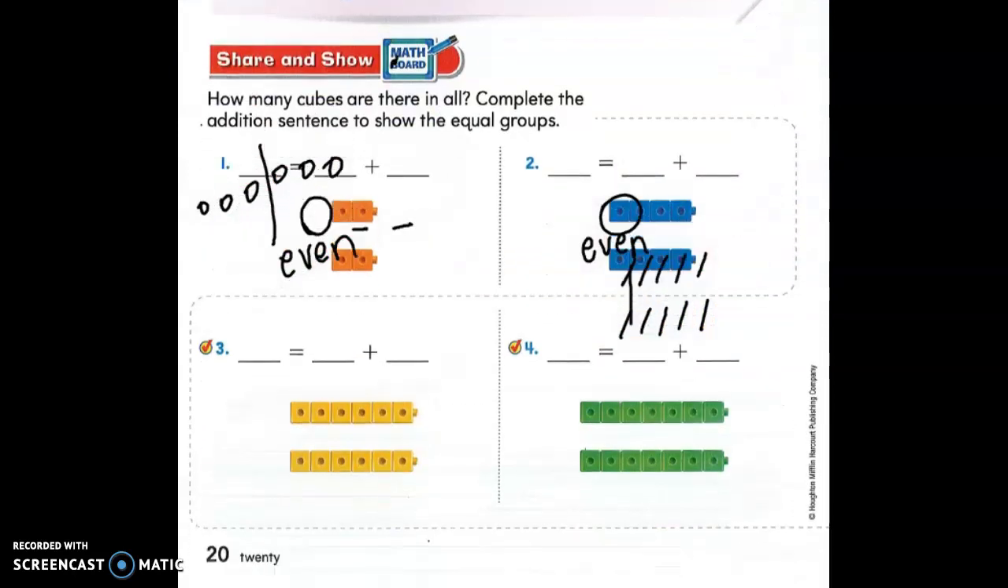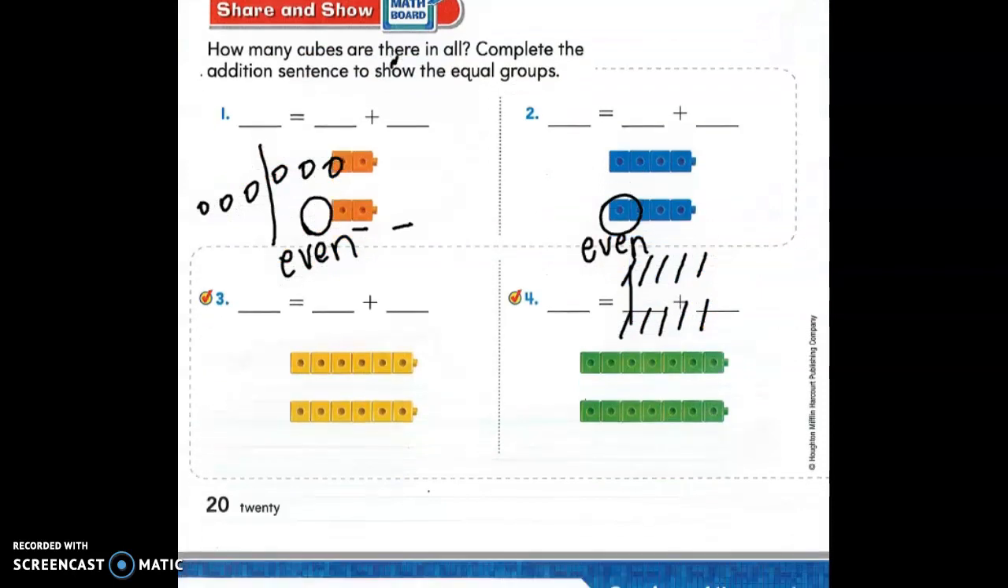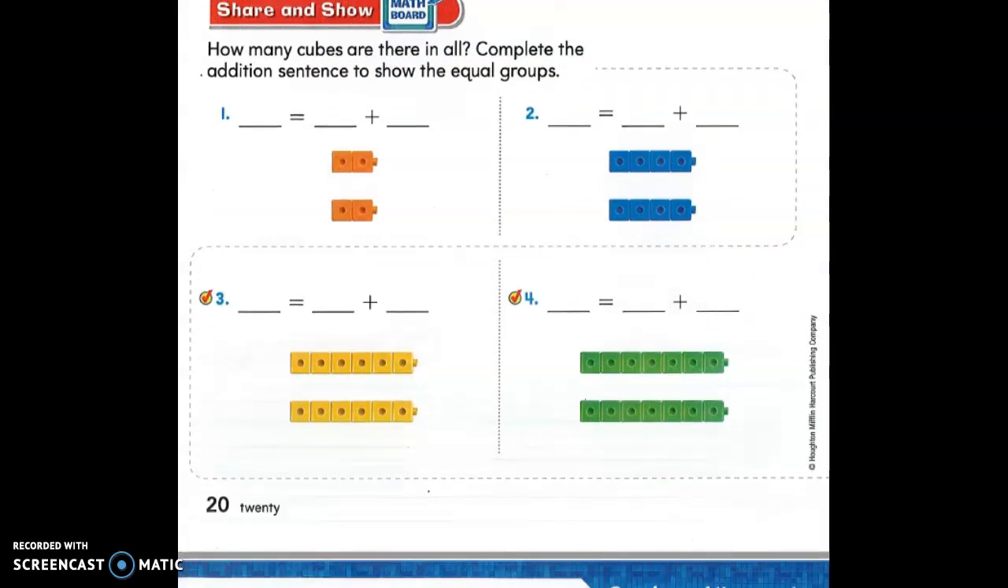I'm going to scroll down here and we're going to do these 2 together. So let me clear my board. It says, how many cubes are there in all? Complete the addition sentence to show the equal groups. So how many are there in all? So I'm going to count the cubes. 1, 2, 3, 4. So there's 4 cubes in all. So I'm going to put that number there. And now I'm looking, they already separated it for us into 2 equal groups.